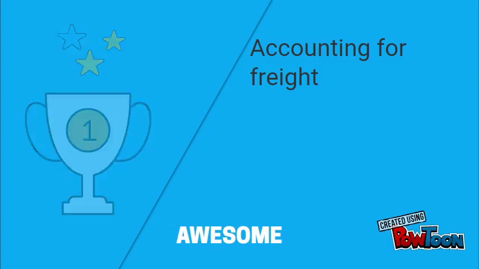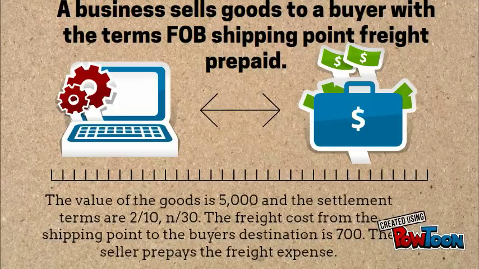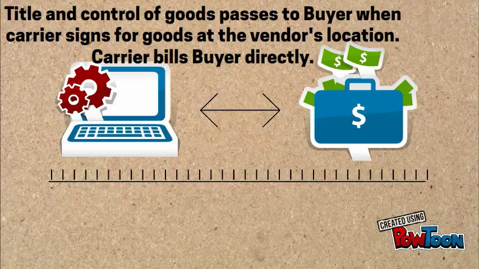Accounting for freight. A business sells goods to a buyer with the terms FOB shipping point, freight prepaid. Example: the value of the goods is $5,000 and the settlement terms are 2/10, N/30. The freight cost from the shipping point to the buyer's destination is $700. The seller prepays the freight expense. Title and control of goods passes to the buyer when the carrier signs for the goods at the vendor's location.